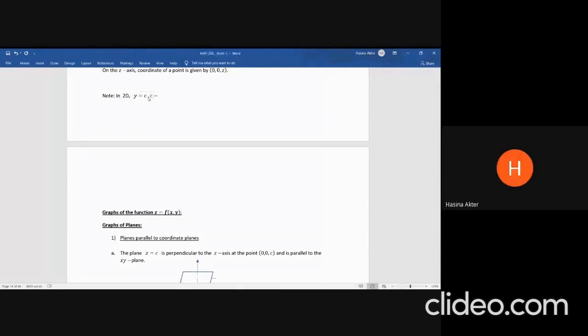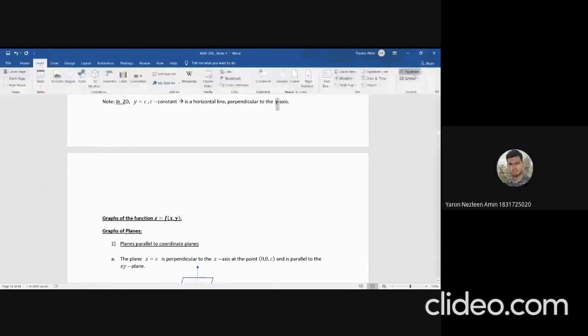Okay, let's say that this is what you have. So if you have something like that, this means in 2D that y equals c is a horizontal line. And this is perpendicular to the x-axis, right? Yes. I said it wrong. Y equals c is perpendicular to the y-axis. Is it good to everyone? Yes, miss.